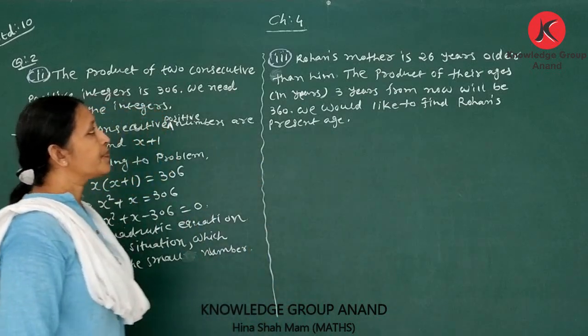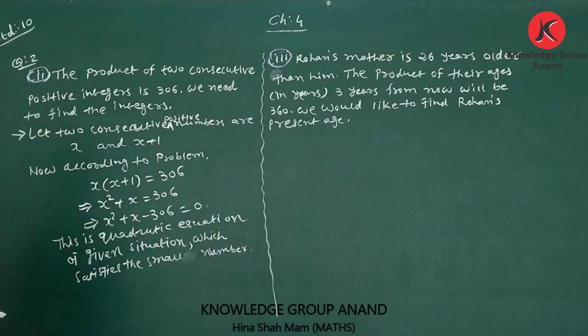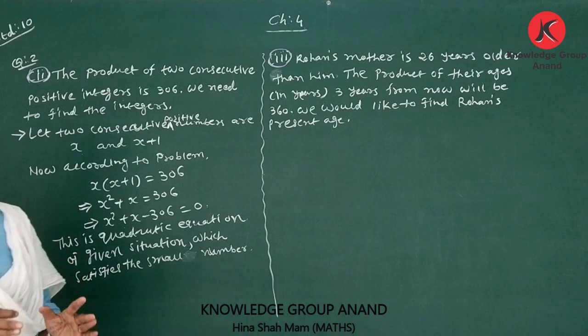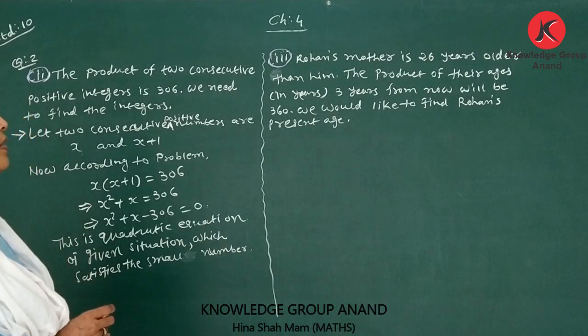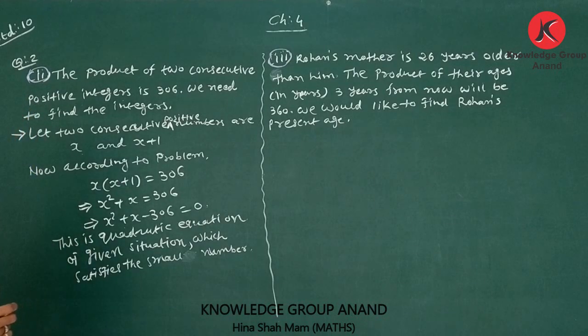Now question 3. Rohan's mother is 26 years older than him. The product of their ages in years, 3 years from now, that means after 3 years, the product of Rohan's age and the age of his mother will be 360. We would like to find Rohan's present age.